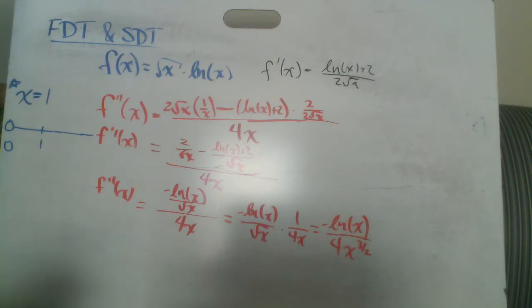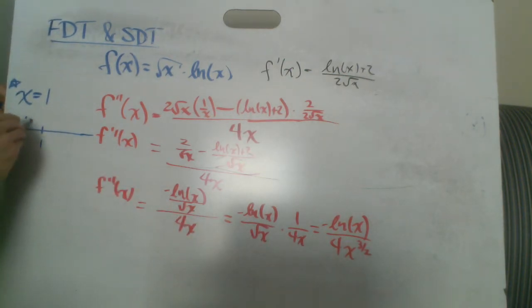So let me plug in some values here and see what happens. If I plug in a value between 0 and 1, natural log is going to be negative. Since I have negative natural log, that makes the numerator positive. The denominator is always positive, since x is always positive. So positive over positive, this gives me positive.